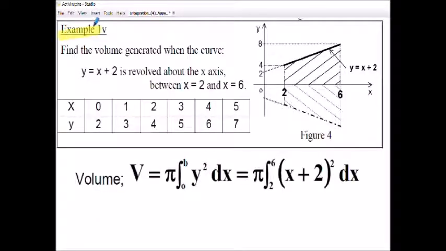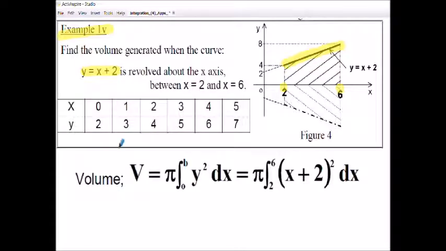Example 1v shows us how we can apply the formula of volume of revolution here. What we're given here is an equation of a straight line, y equals x plus 2, which plots here. And we're asked to find the volume of revolution between x is equal to 2 and x is equal to 6. So what's the volume when that line is revolved through 360 degrees? So it gives us a kind of bucket shape, if you like.